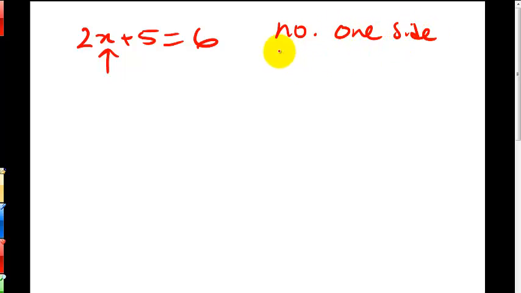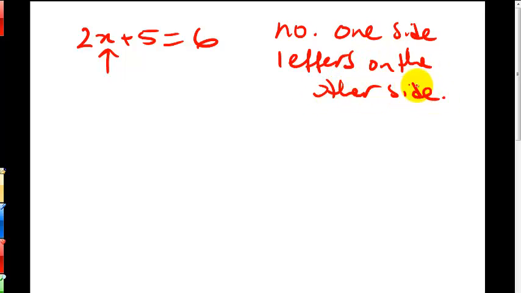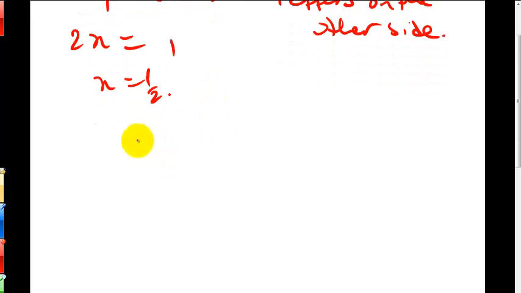Oh, I know how to do this stuff. Like, then you take away the 5, which equals 1, and then divide by 2, don't you? That's it. So 2x is equal to 1, and then x equals a half. Cool. So let's go a little bit harder then.